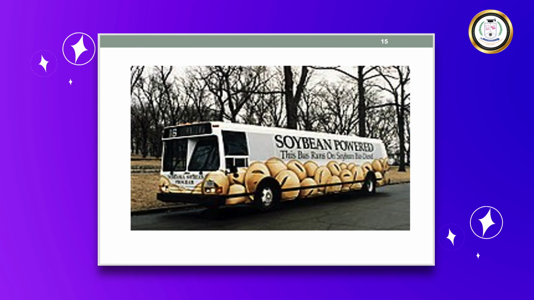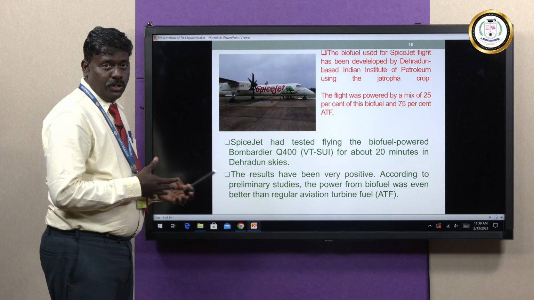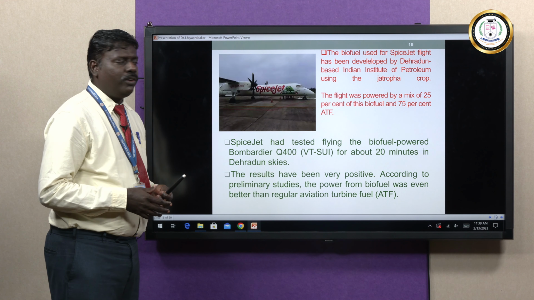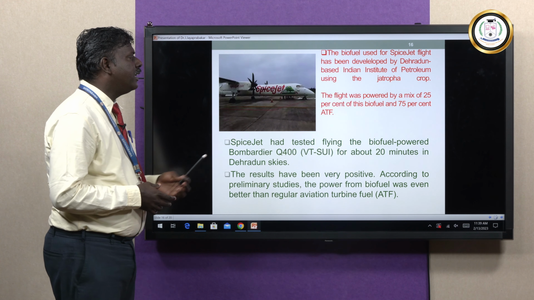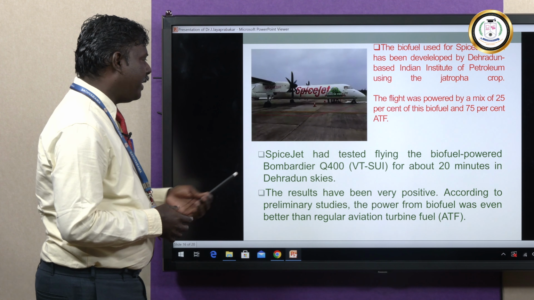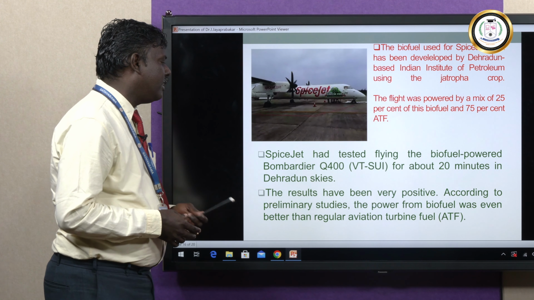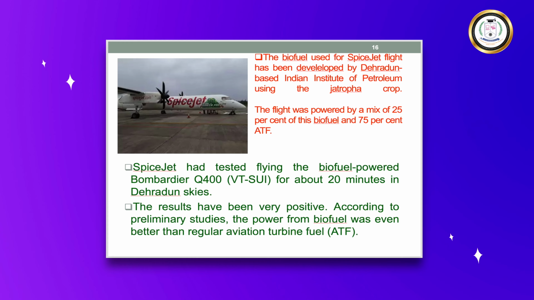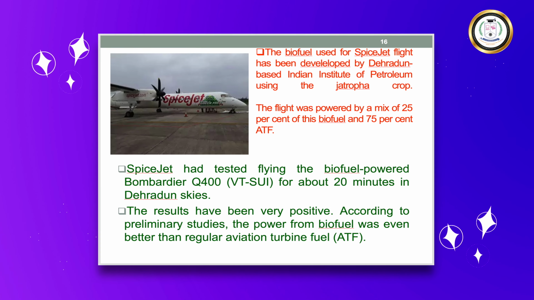The next one is this: the SpiceJet flight, developed by the Dehradun-based Indian Institute of Petroleum using Jatropha as the biodiesel crop. The flight was powered by a mix of 25% biofuel made from Jatropha and 75% aeroturbine fuel. SpiceJet flew the biofuel Bombardier for about 20 minutes in Dehradun skies. The results have been very positive. According to preliminary studies, the power from biofuel was even better than regular aviation turbine fuel, the ATF.